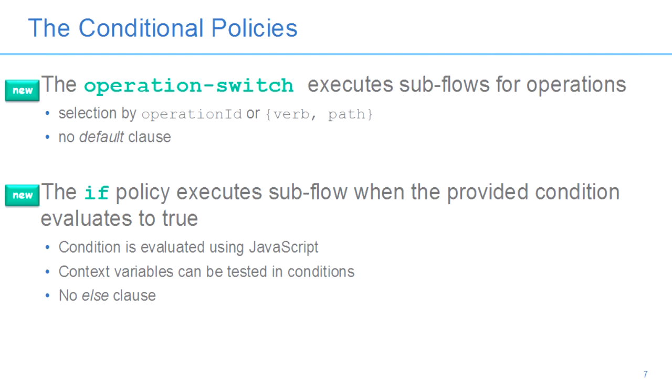Okay, so moving into a couple of new, very important additions to the assembly flow, and these are also common on both gateway offerings, or all the different offerings with either the micro or DataPower gateway. We're adding operation switch, which I just mentioned, which allows you to execute a subflow very specific to an operation, and we are adding the if policy, which allows you to do a subflow by providing a JavaScript condition.